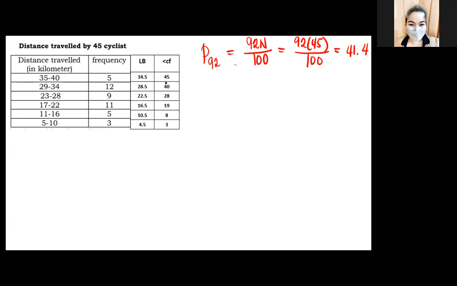Saan siya included? Sa 45. Sa 45, syempre. Meron kaming isang sinagutan kahapon na yung value ng locator namin ay 40.5. Okay? So meron siyang nakalagay na 40.5. Kung 40.5 yung locator nyo, saan siya included?